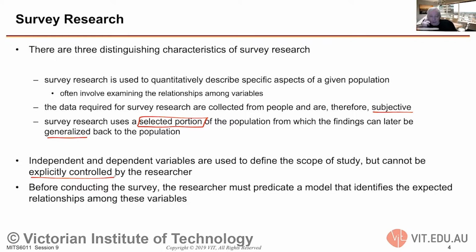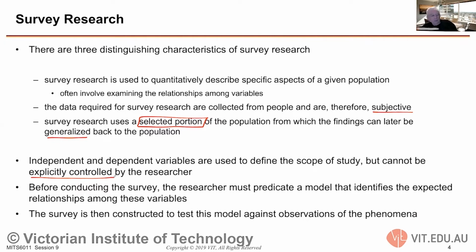Now, before you conduct a survey, the researcher has to predicate a model that identifies the expected relationships among the variables. So for instance, I'm only pulling this out of the top of my head. This is certainly not research. Just as a theoretical example, people that take vitamin C get liver cancer. So you might theorize or predicate a model that is looking for relationships between vitamin C and liver cancer. And then you have to conduct a survey to either prove or disprove that model. Vitamin C certainly doesn't cause liver cancer. It's just an example. So if you take vitamin C, don't panic. I take it. We then construct a survey to test the model against the observations of the phenomenon we're studying.